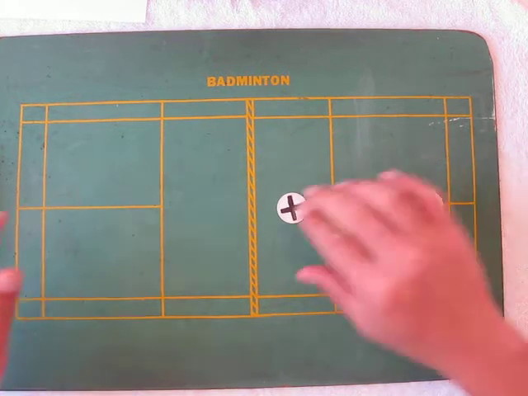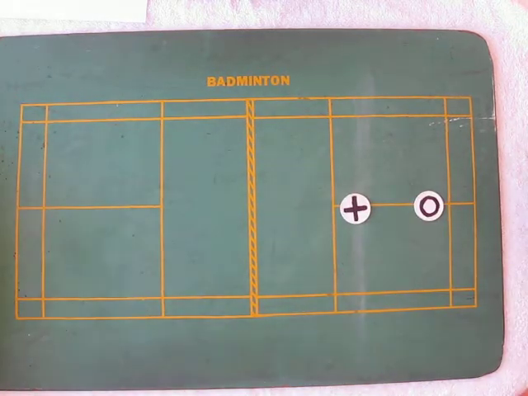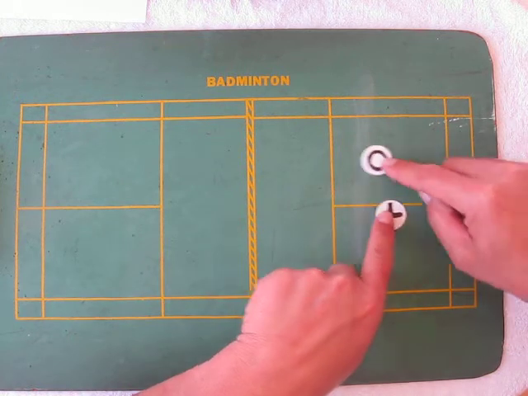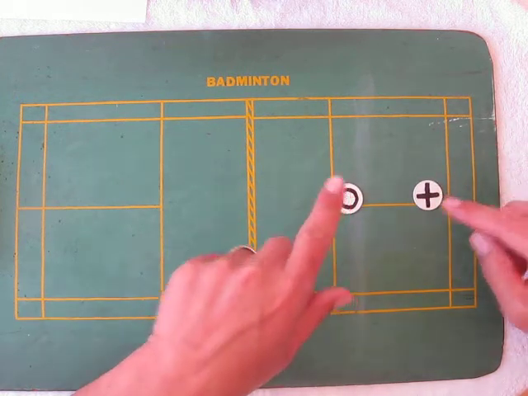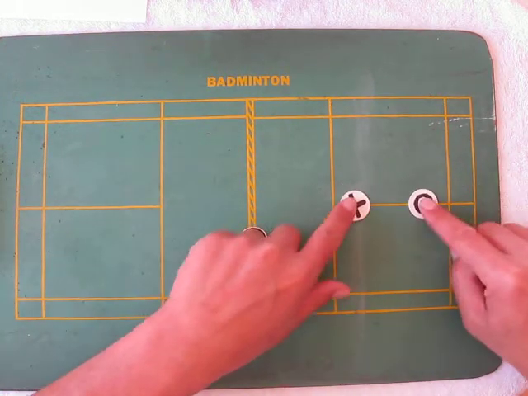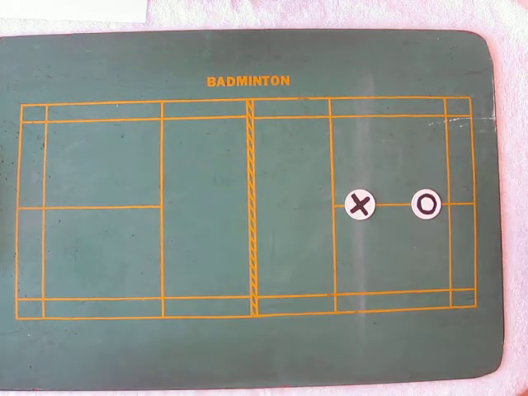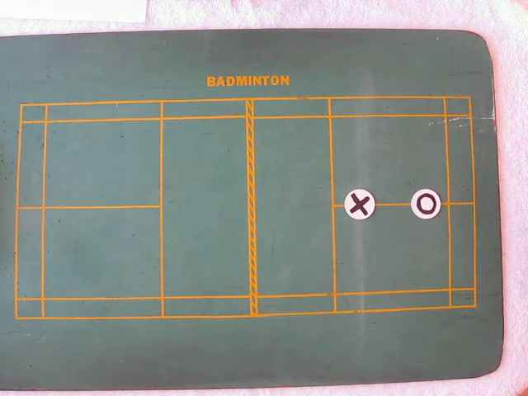The question is, when do you go from this position to this position? How do you know to go from here to here? There's a couple rules that you have to understand.